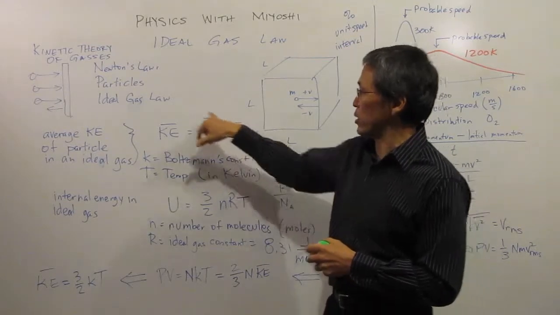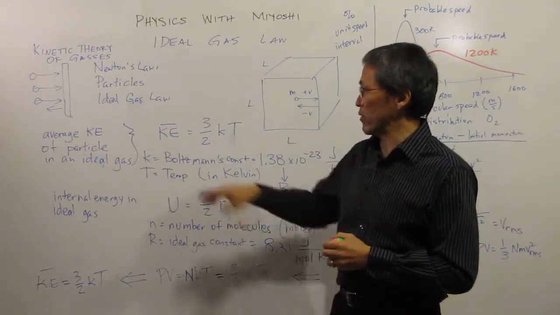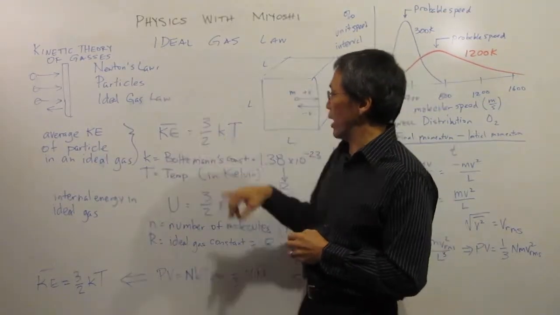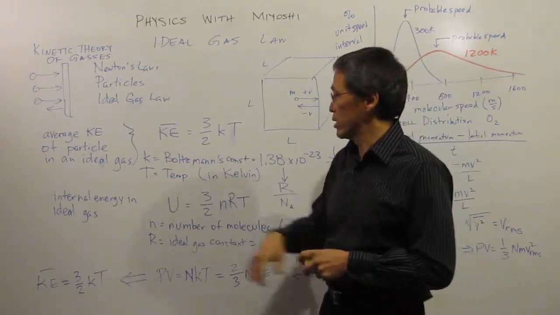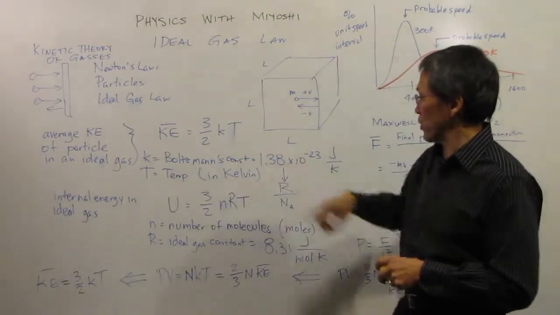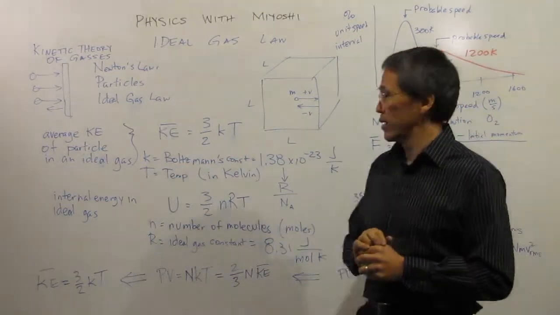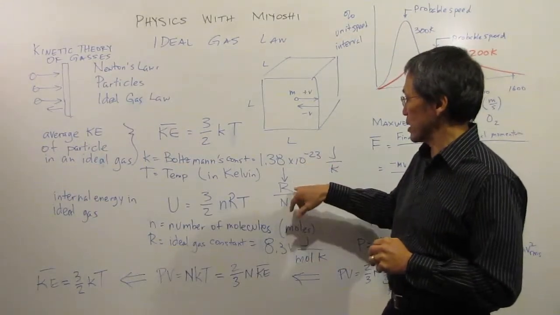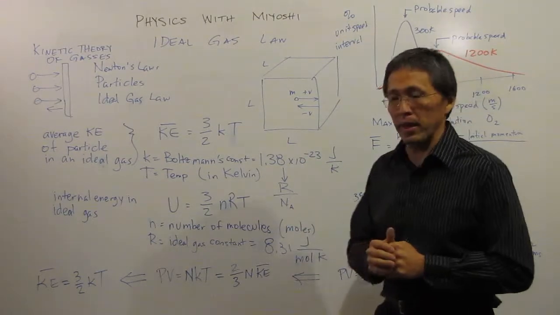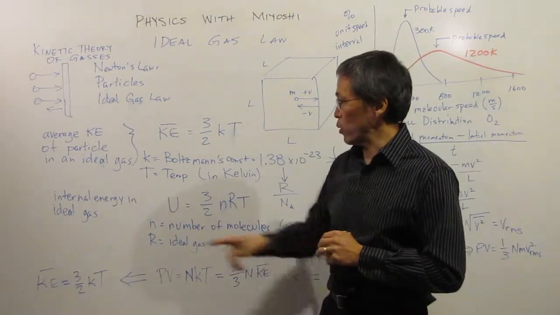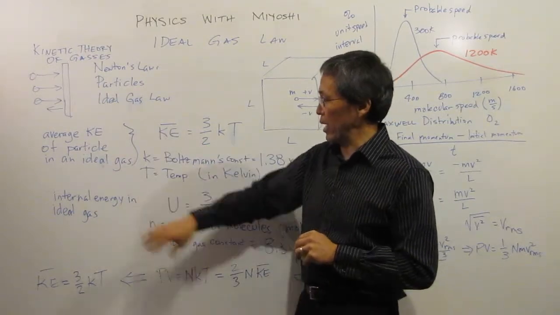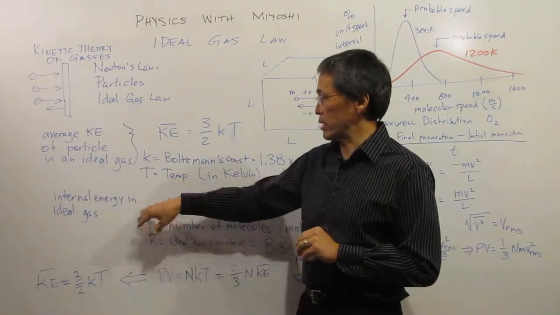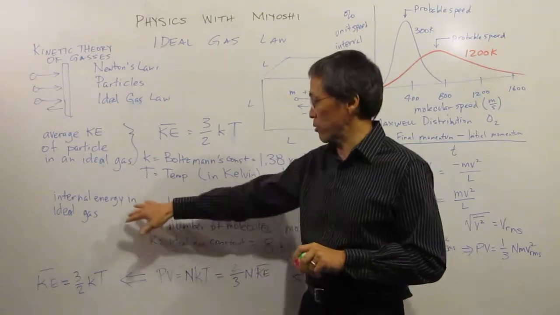And so we can see through this equation that the kinetic energy of a single particle in an ideal gas is 3/2 k, which is Boltzmann's constant, times our temperature in Kelvin. Boltzmann's constant is 1.38 times 10 to the negative 23rd, and that is really just our ideal gas constant divided by Avogadro's number. We're going to derive this equation a little bit, and we're also going to look at the internal energy in an ideal gas. We're just going to throw that out there.